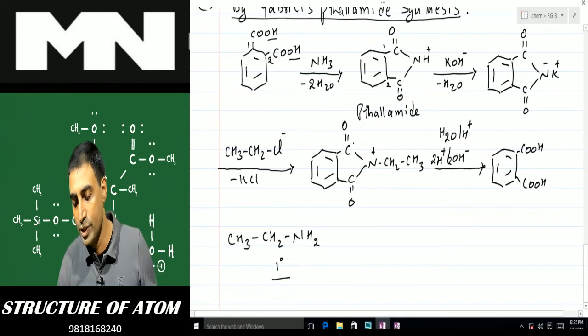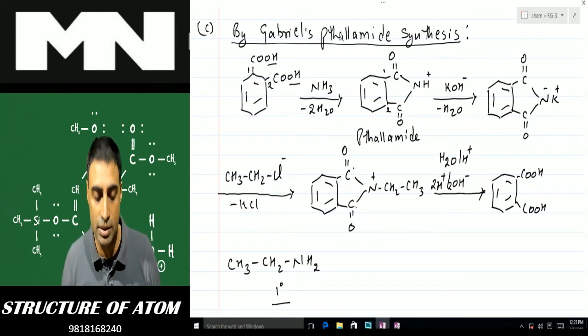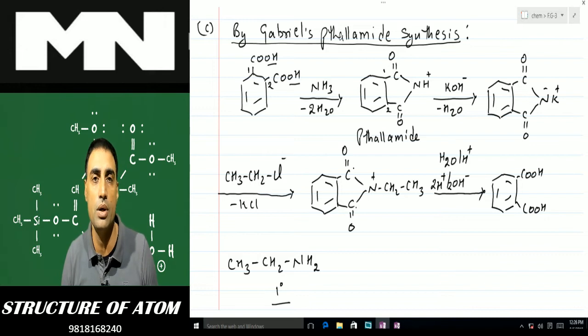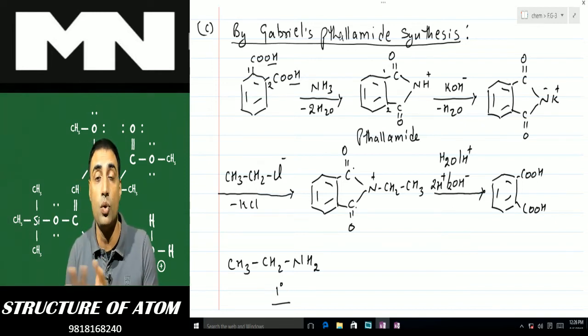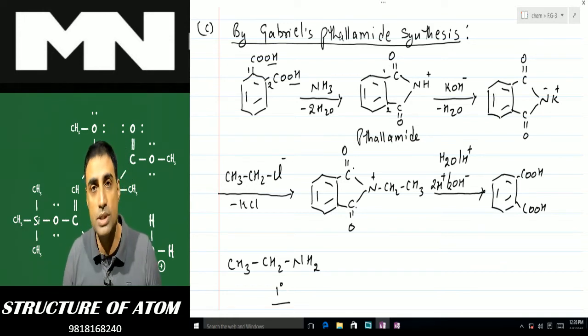This is the primary amine you are getting. And this is the method of synthesizing 1 degree aliphatic amine. Here I would like to add some concepts to this reaction, because these concepts have been asked like a question in your textbook. First, I'll revise the whole reaction once again, and after that I'll tell you those concepts.